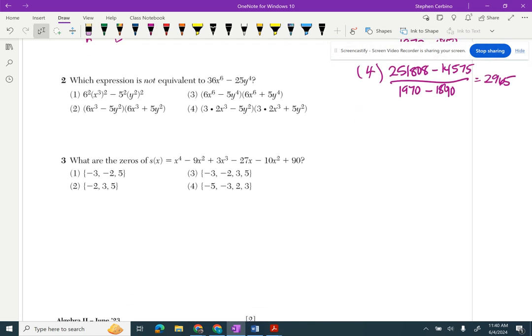Number 2, which expression is not equivalent? They love using the word not. Look for it in multiple choice for sure. So they want to know which of these would not multiply back out or do any kind of algebra to give you back this expression.